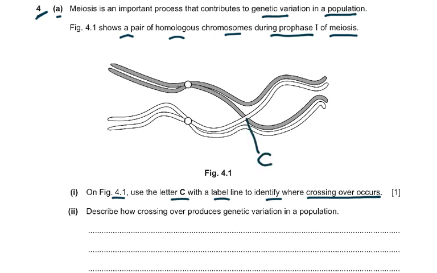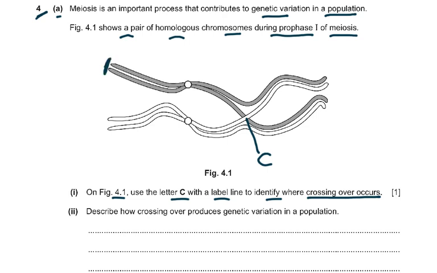What you have to understand is that crossing over occurs where non-sister chromatids exchange. One portion of a chromatid is going to break off and get attached to the other one. So it is between non-sister chromatids.